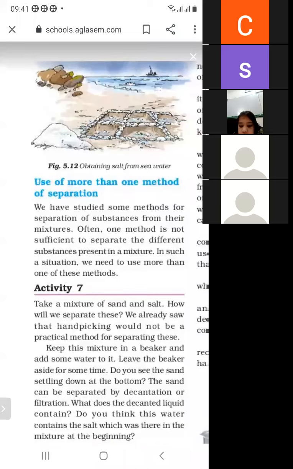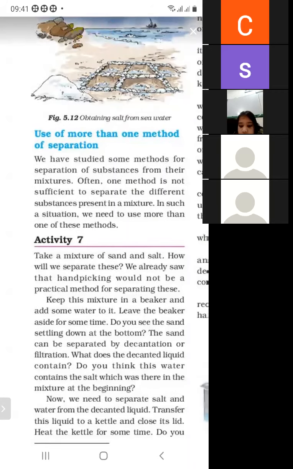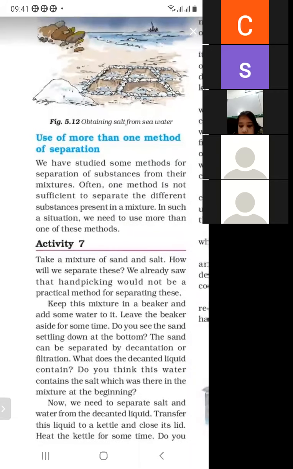We have studied some methods for separation of substances from their mixture. Often one method is not sufficient to separate the different substances present in a mixture. In such a situation, we need to use more than one of these methods. So sometimes one method is not sufficient for separation, so we need two or three methods to separate different substances.